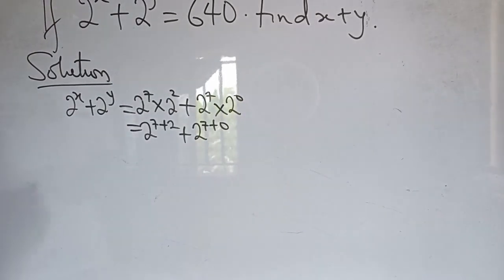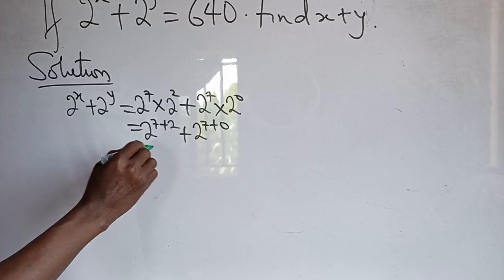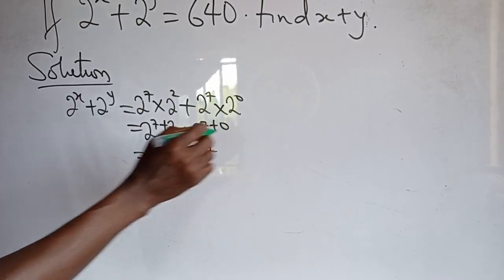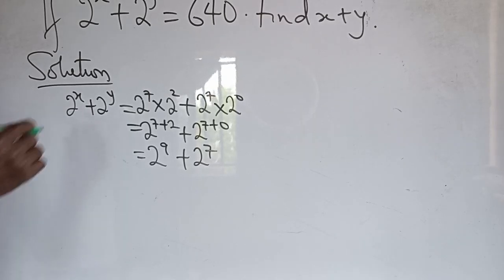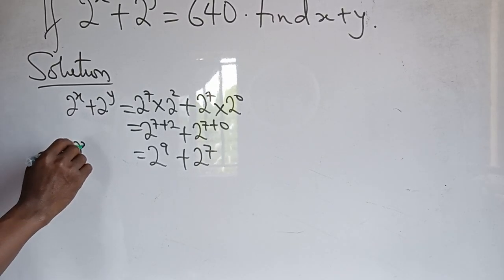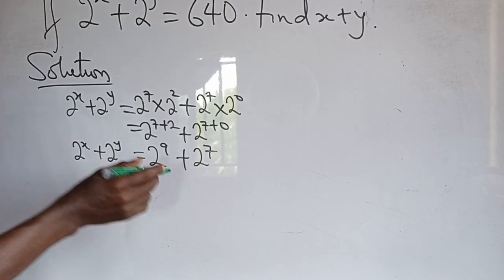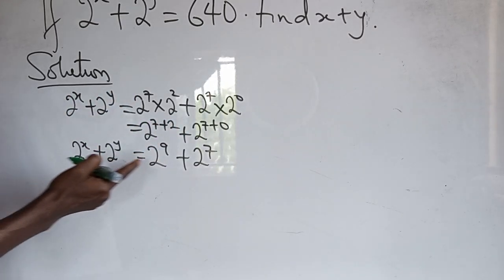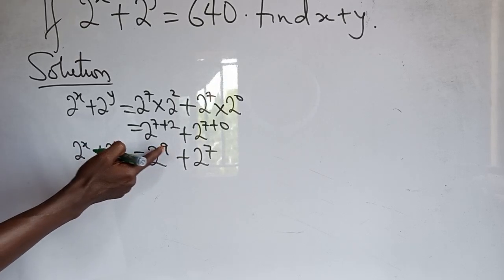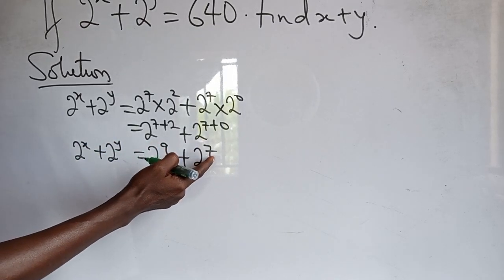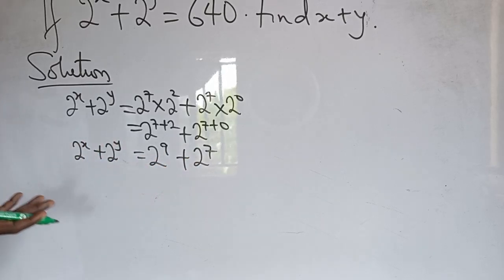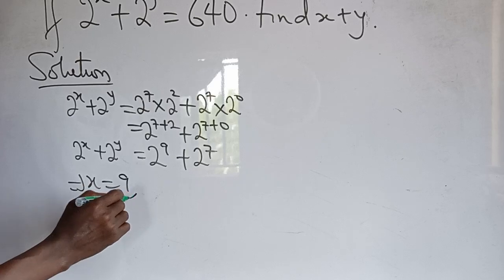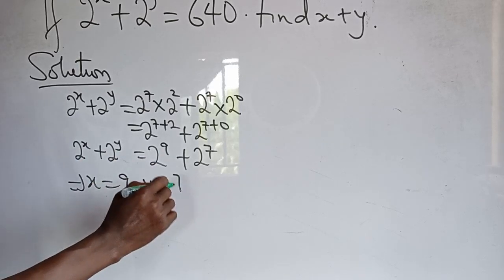Now, that will give us 2 raised by 7 plus 2 is 9, plus 2 raised by 7 plus 0 is 7. Now, you compare what you have here, which is 2 raised by x plus 2 raised by y. You compare the left-hand side and the right-hand side. So you can see that if you compare 2 raised by x with 2 raised by 9, x will be 9. If you compare 2 raised by y with 2 raised by 7, y will be 7, because 2 is common as integers. So from there we say x is equal to 9 and y is equal to 7.